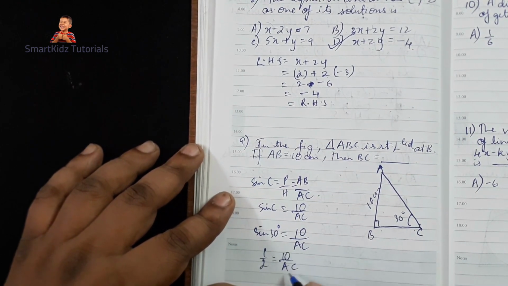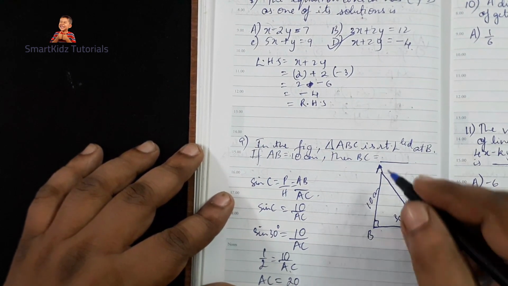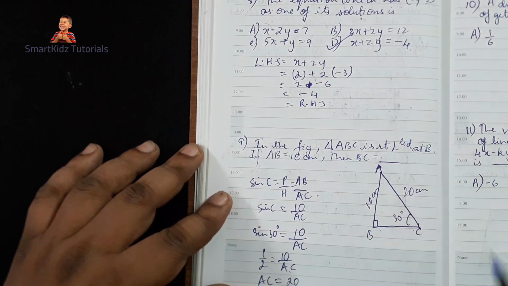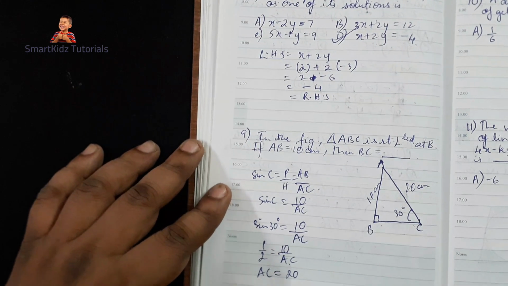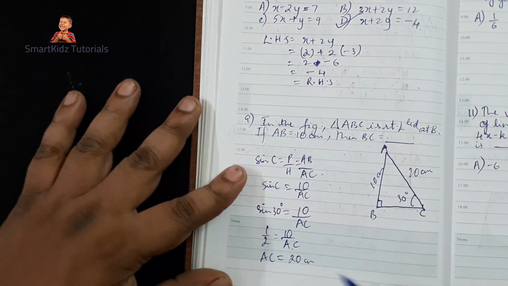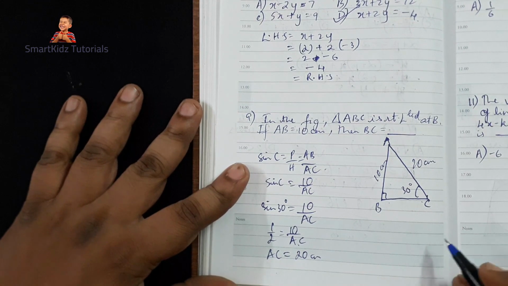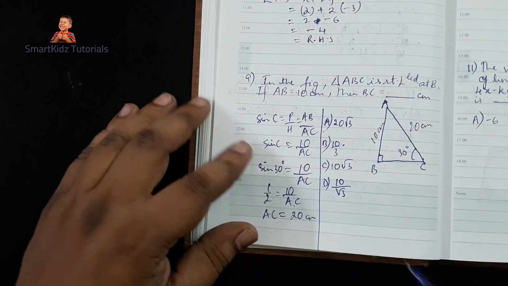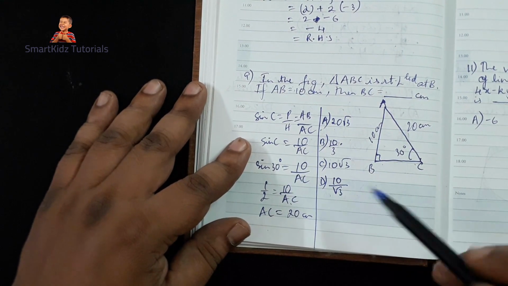If we cross multiply, AC will multiply with 1 and remain AC, and 2 will multiply into 10 and give us 20. So, AC we get as 20 centimeters. Now, we just have to find out BC. Forgot to mention the choices over here, so I will just write them down. Here are the choices: 20 root 3, 10 upon 3, 10 root 3 and 10 upon root 3.